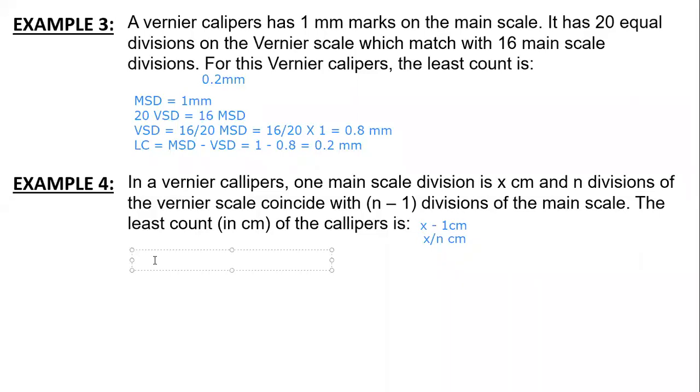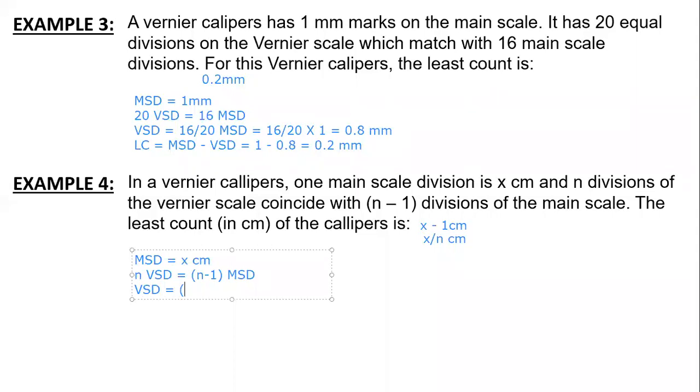One main scale division is x centimeter. Okay, so I need to write MSD over here. Yes, that is x centimeter then. N vernier scale divisions, after division, N VSD is equal to (n minus 1) MSD. Now we'll replace the MSD value by x and divide it by x.